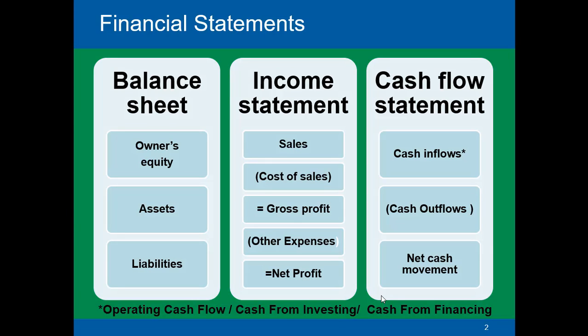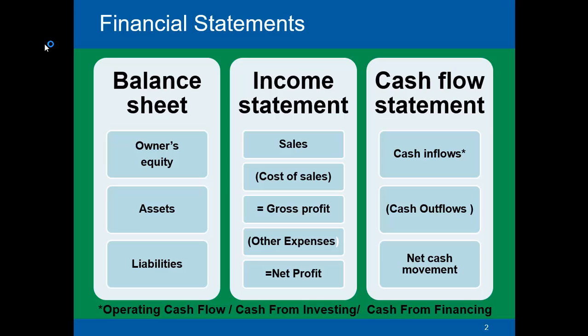The sales minus the cost of sales gives you a gross profit. Now from the gross profit, you reduce all your expenses which you have incurred during the period. Now expenses can be your marketing expenses, your selling expenses, your administrative expenses, your general expenses, the expenses which you have carried out to do your business. So when you subtract the other expenses from the gross profit, you get the bottom line or the net profit.